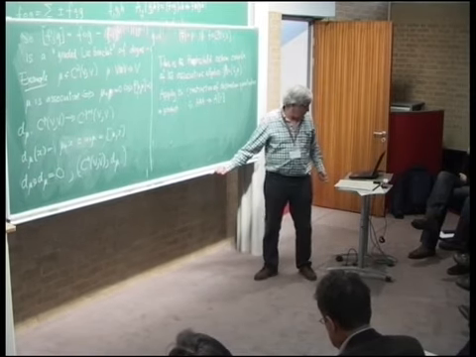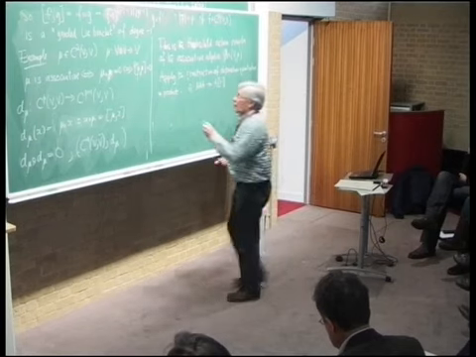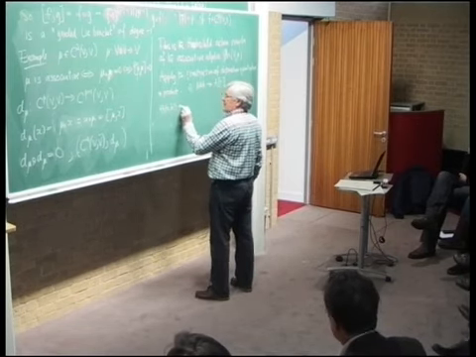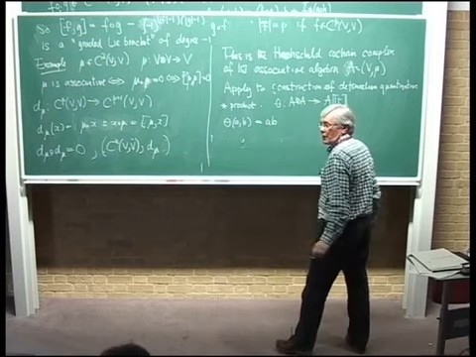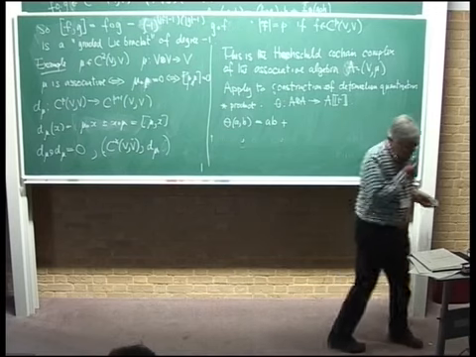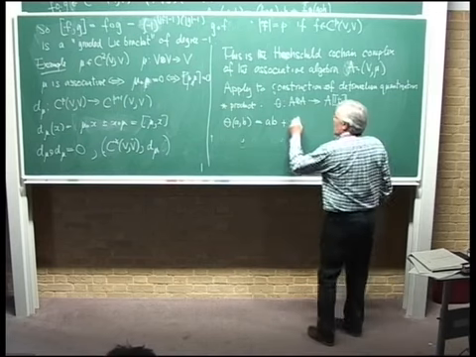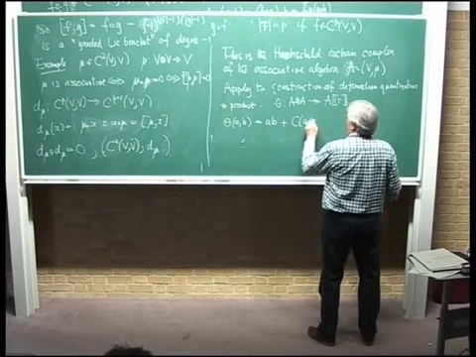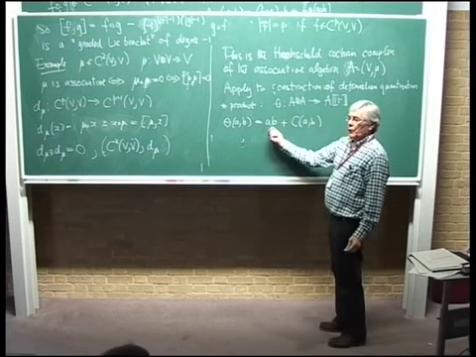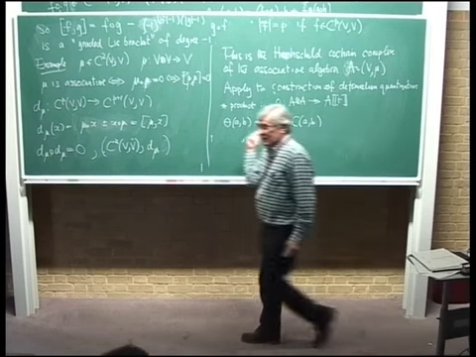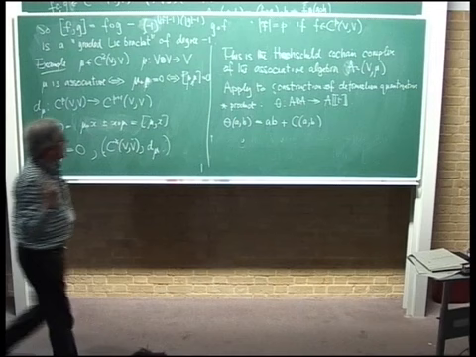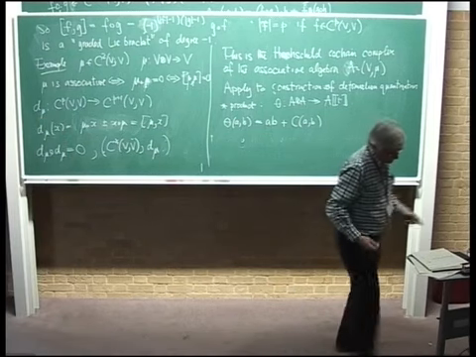And theta of AB is AB, the product you started off with, plus C of AB. By definition it had to start with the product. C is the rest of it, and that is some power series with constant term 0.